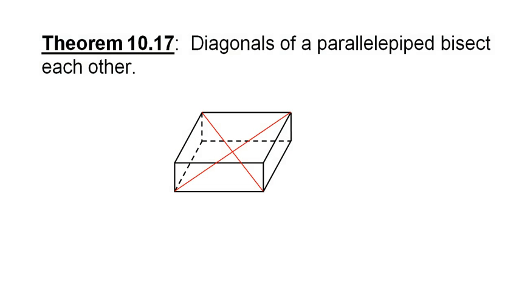This theorem says that the diagonals of a parallelepiped bisect each other. So that means this length and this length are congruent, and this length and this length are congruent.